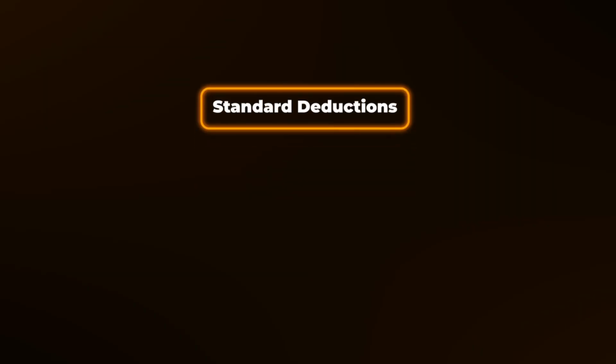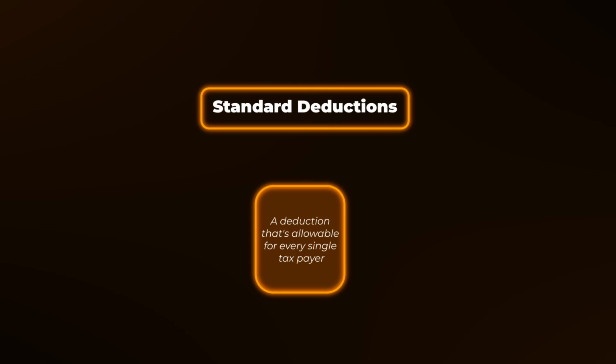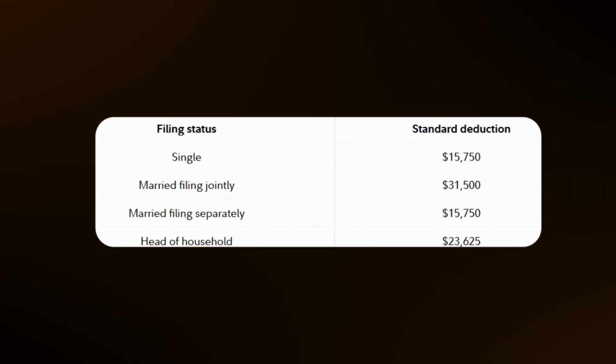There are 2 different ways to take deductions. The first way is called a standard deduction. Now, a standard deduction is a deduction that's allowable for every single taxpayer, and it basically allows you to offset your income with a standard amount. That amount changes year to year and depends on your filing status, but it's a super easy way for you to basically just reduce your tax bill, and it's very easy to use. For the year 2025, you guys can see the standard deductions here on a table on screen.